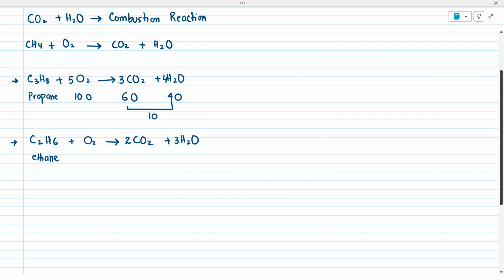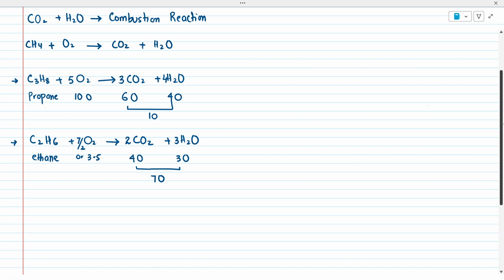To balance the oxygen on the right hand side, we have 4 oxygen atoms in carbon dioxide gas and 3 oxygen atoms in water molecules, a total of 7 oxygen atoms. To balance it, we just write 7 upon 2 or 3.5. This is the complete balanced equation of the combustion of ethane.